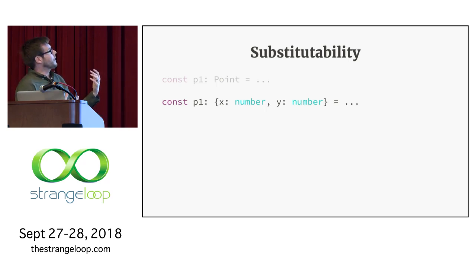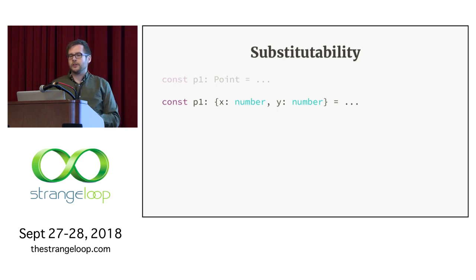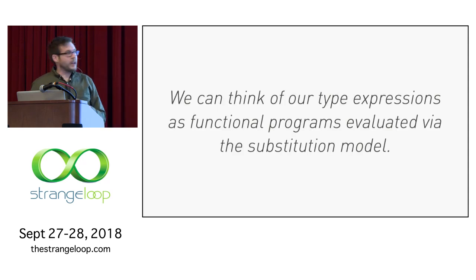Those two definitions of P1 are effectively equivalent. There's some differences in how error messages get reported, but they constrain the values of your program in the realm of value types in the same way. And this notion of substitutability is really important. It's a foundational principle of how to reason about functional programs, pure functional programs. And we can actually think about how the type system executes and evaluates our generic types in TypeScript the same way that we think about how a functional program executes: by repeated substitution of lambdas.